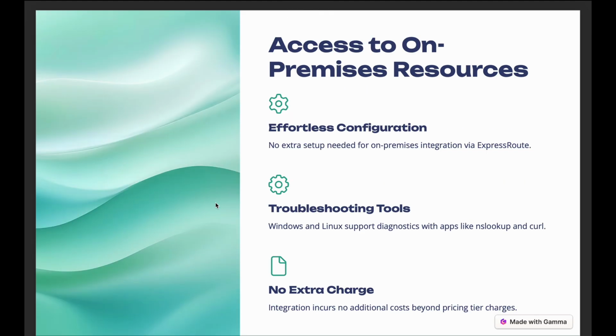Next we have access to on-premises resources. When we do the VNet integration, we can access on-premises resources with features like ExpressRoute or site-to-site VPN. We can use the troubleshooting tools, which we are going to discuss in detail in the next video, if we are not able to reach any resource from the VNet, and see how we can troubleshoot that with commands like ping or nslookup. This is a no extra charge feature, so you won't incur any charges while using this integration.